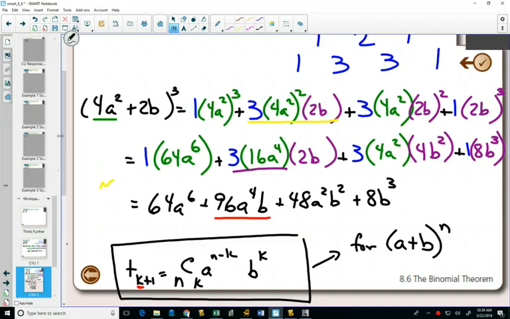Okay? Now, where does this come up and when do we use it? Well, we're going to see that in our next example, which we're going to do right now.